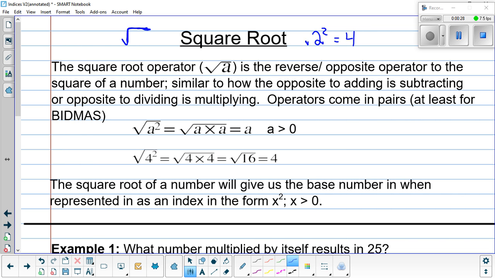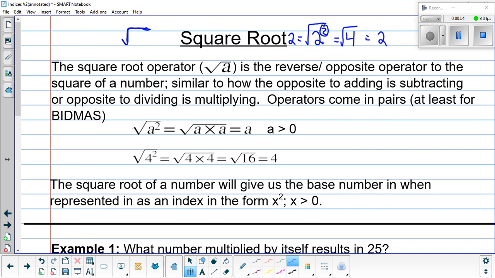square rooting a number such as 2 squared means the square root of 4 means we get back our base number. That is what we end up getting. Right? We get back our base number. So the square root, if it has a power of 2, we'll just get back our base number. Okay?